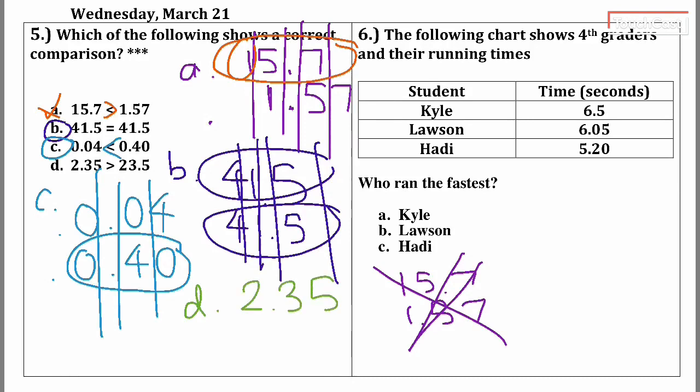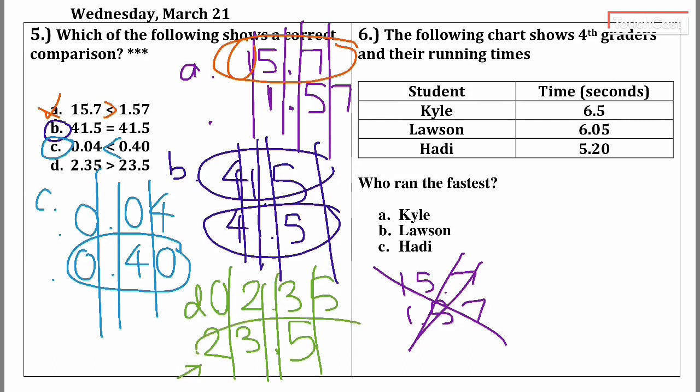Let's look at D. 2.35, 23.5. Line up your decimals. Make sure that they're aligned. Here we have something in the tens place. Nothing over here. This is really 0.235. This is the bigger decimal. It's facing the wrong direction. It's not D. So your correct answers are B and C.